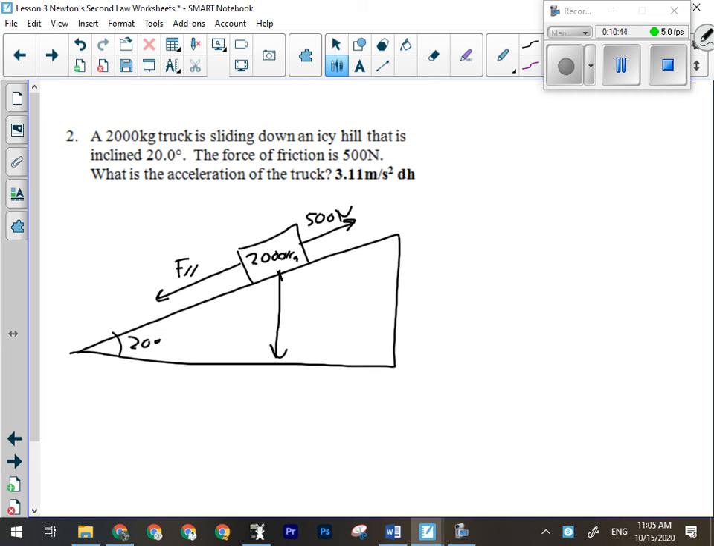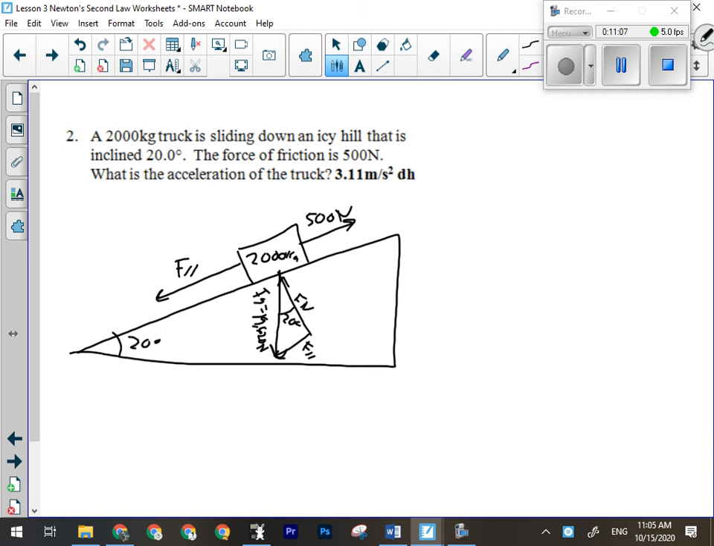And I've got to find that force using the little triangle we always use. So this is Fn. This side here will be F parallel. This angle is 20 degrees because it's always the same as the incline. And this is the force of gravity, which will be 19,620 newtons.